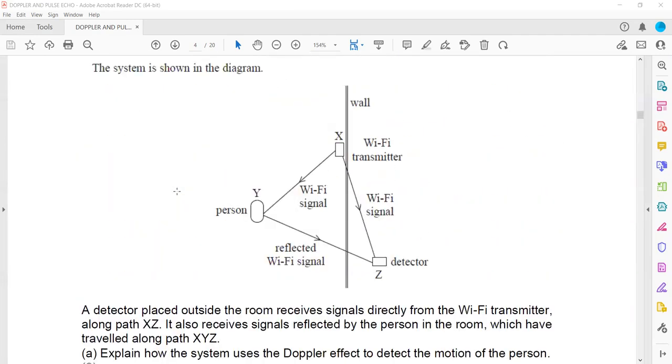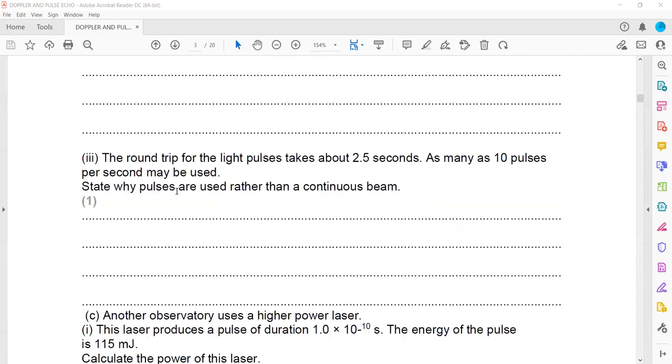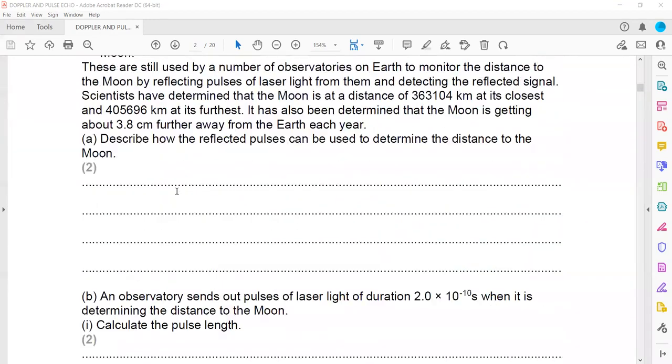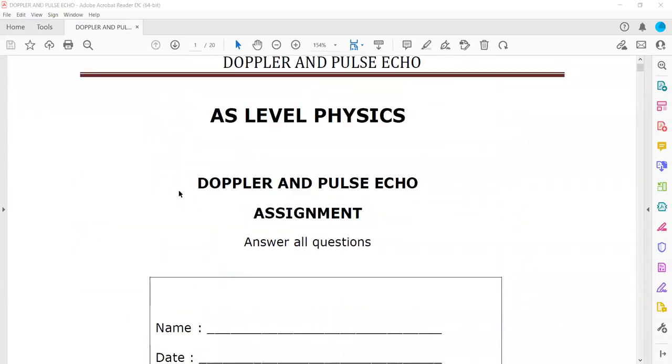Is it clear? Any discussion? So in the next session, we will do more questions related to the Doppler effect and the pulse echo technique.